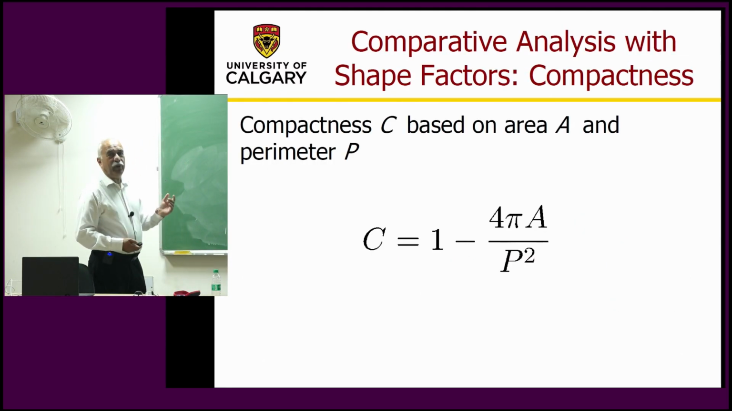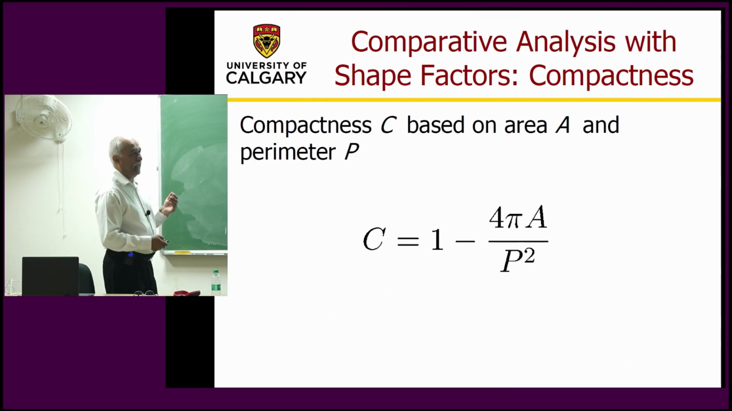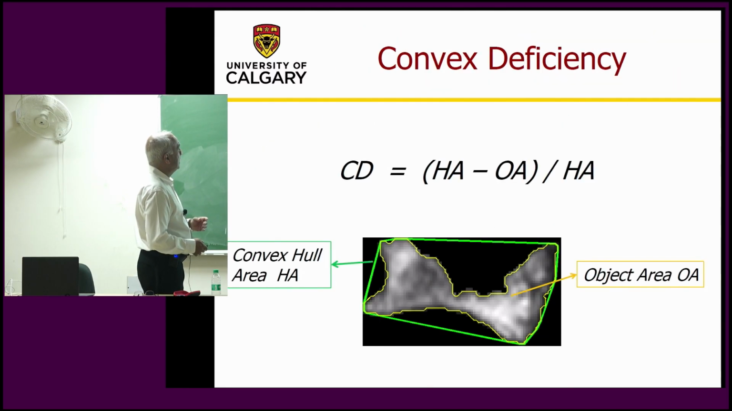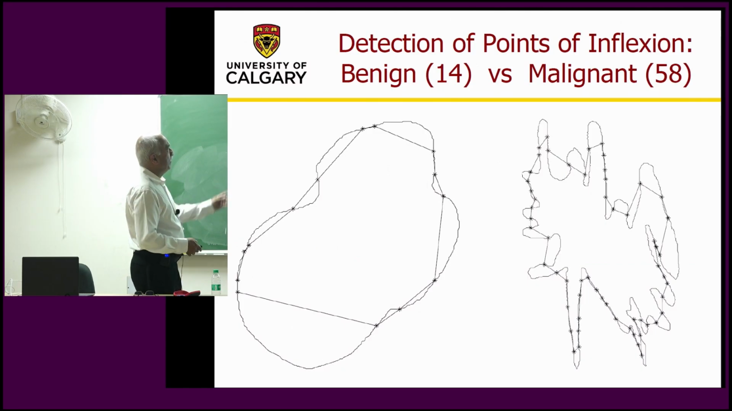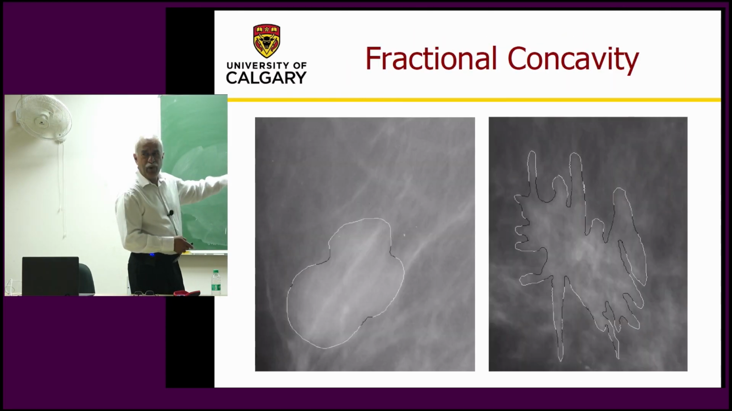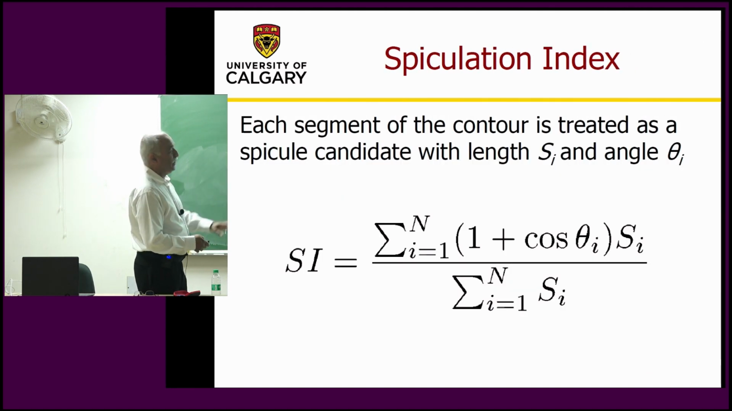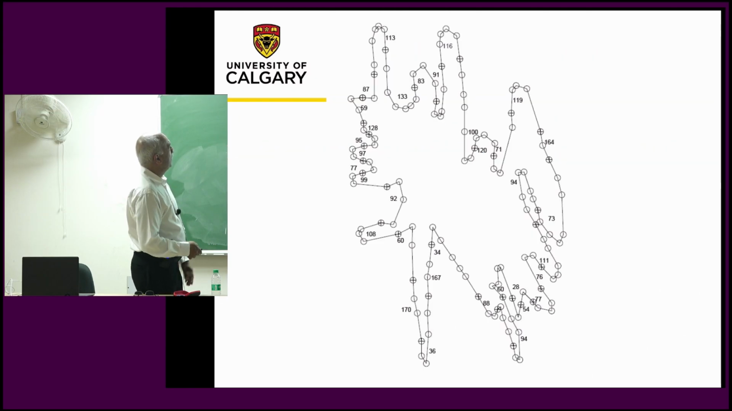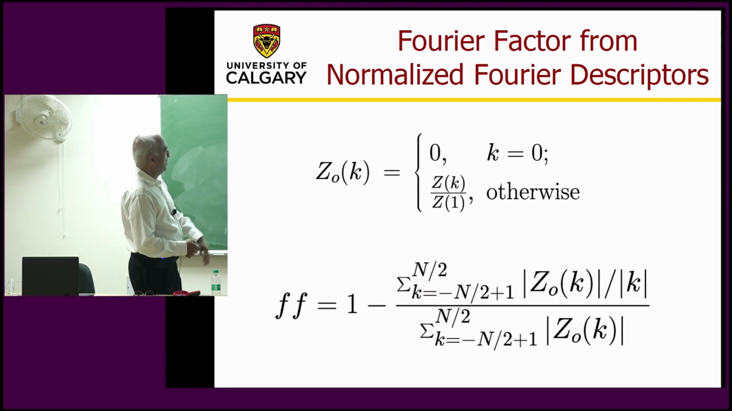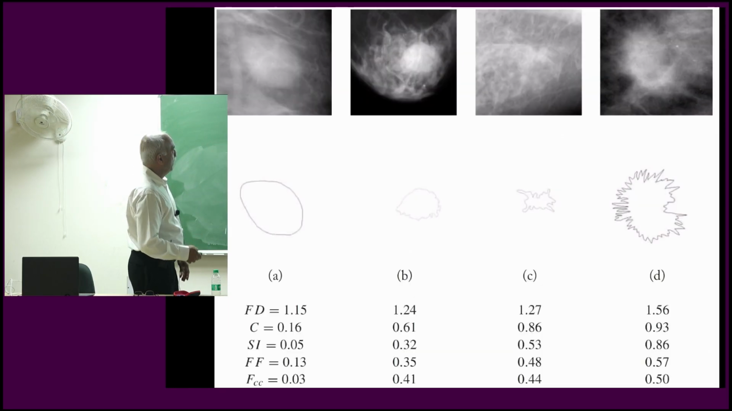So we put together a number of shape factors. Tan, for her master's thesis, did this work. Compactness, convex deficiency. I have defined all of these earlier. Points of inflection, get the polygonal model, and get the fractional concavity. We saw all of this, right? If you remember. And spiculation index we saw. So no need to go through them. Fourier descriptors we have seen, and normalized Fourier descriptors to compute this FF we have seen.